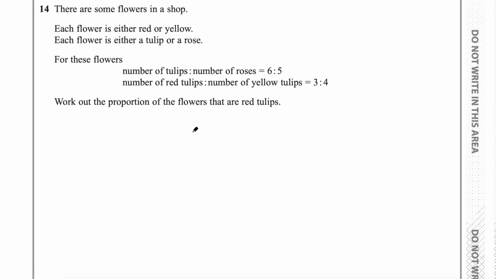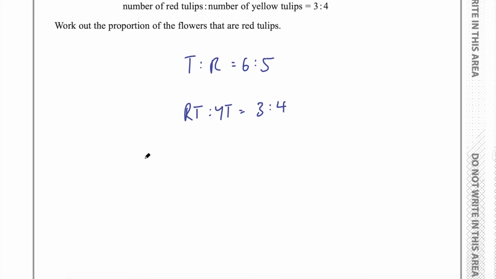Okay, I want to rewrite these a bit simpler. So I've got tulips to roses, or T to R equals 6 to 5. And I have red tulips to yellow tulips equals 3 to 4. Now what I want is a ratio where I have the red tulips to the yellow tulips to the roses. To do that, I need this number to be a factor of 7 because I have 7 parts in this ratio.